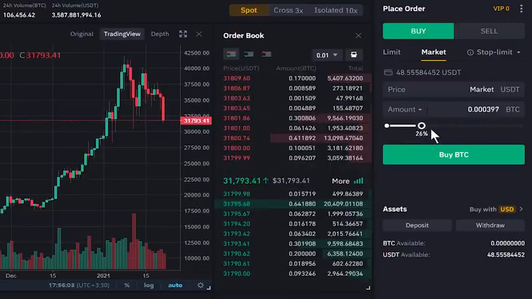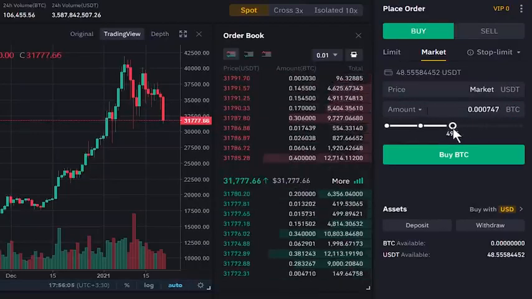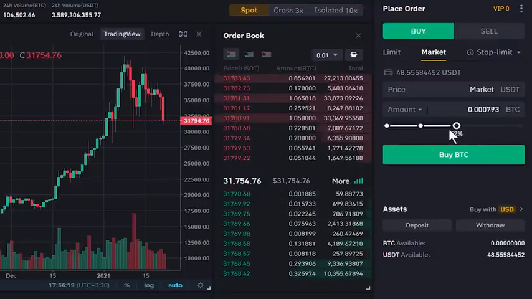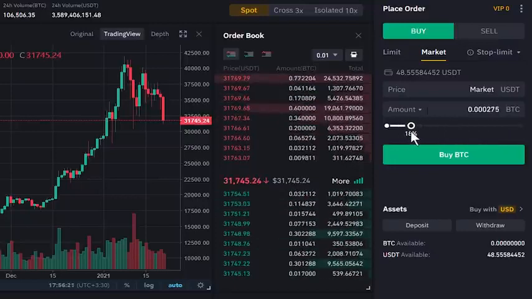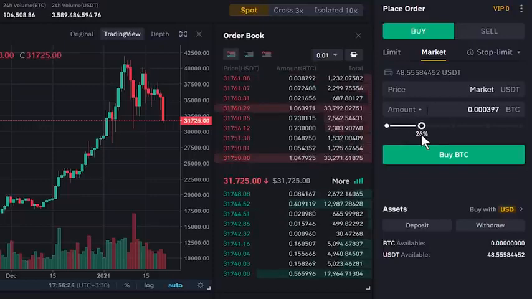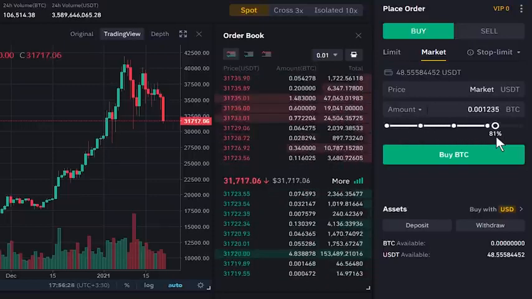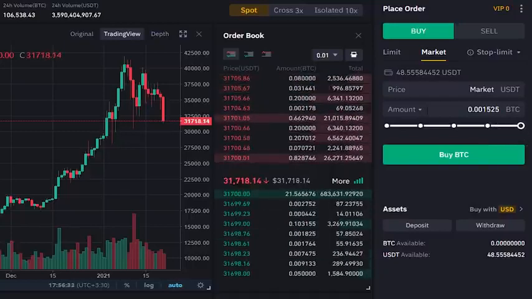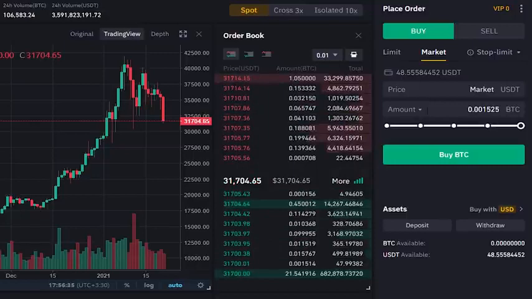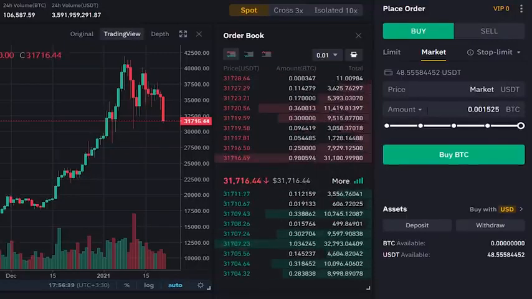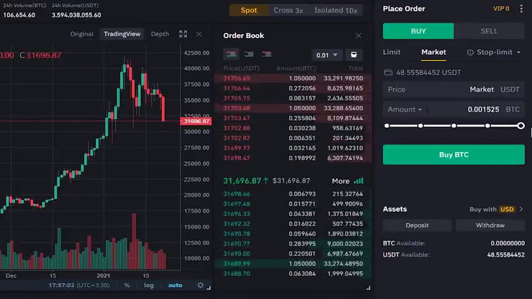0.0015. Here also we have a slider that helps us to set the amount easily by dragging, as you can see. By the help of this slider, you can easily set the amount as a percentage of your available Tether, for example 25% or 50%, 80%, or you can set to maximum 100%, and you will buy Bitcoin at the current price of the market with all your available Tether, which gives you something like 0.001 BTC.